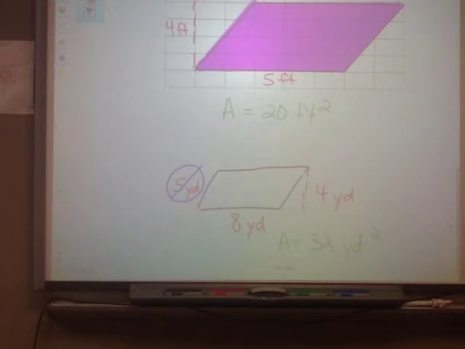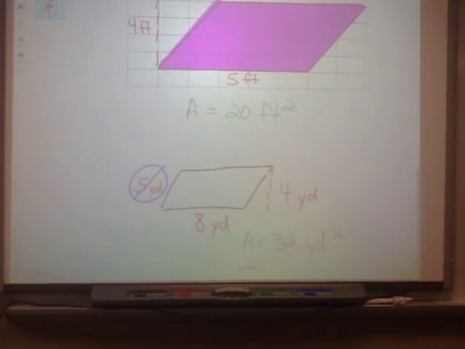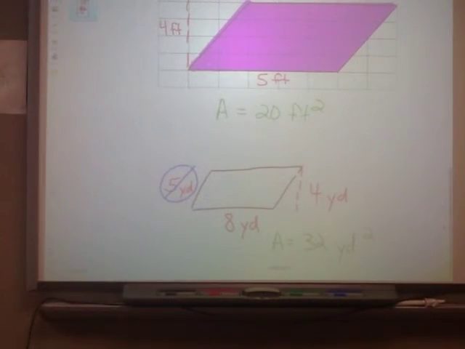The last example you're going to have to do tonight, and then you can go ahead and relax, is the bottom one. Notice I labeled the base as 8, and now I have 2 heights. I have 4 yards on the right and 5 yards on the left. Hopefully you know the international symbol for no, and that is what I just did to that 5 yards. We do not want to measure the diagonal. Okay? We want to measure straight up and down. So the correct answer for this parallelogram would be 32 yards squared, because 8 times 4 is 32.